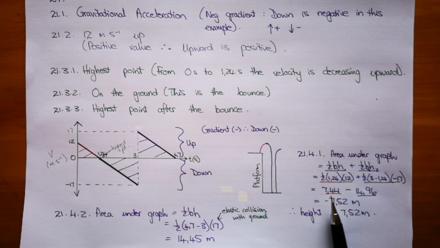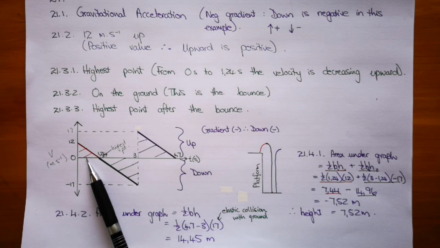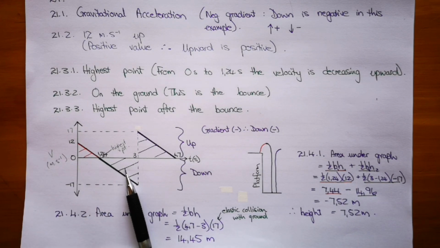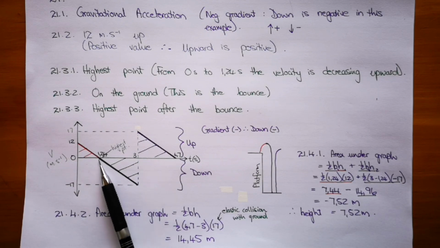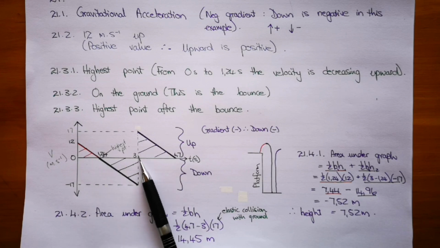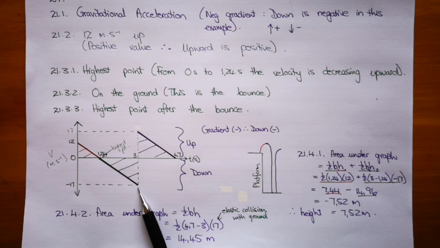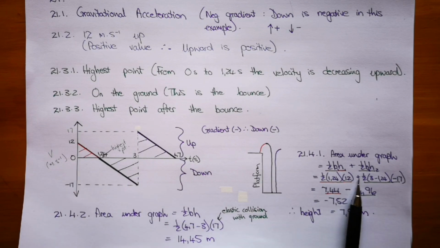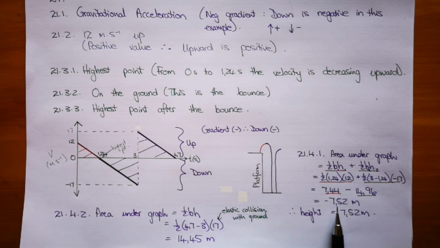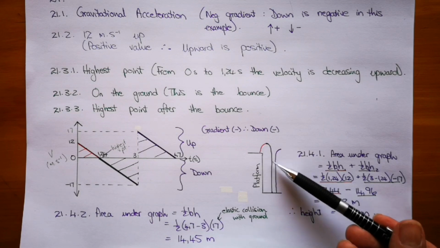Area under the graph, half base times height for the one triangle and half base times height for the other triangle. So I've done that. Remember, for this triangle, the time, your base is 3 minus 1.24. I used the signs. My answer is slightly different to the memo because I used negative 17 instead of putting a negative in my equation. That will give me a negative in the equation. So I ended up with a negative answer, and that is correct because down is negative.